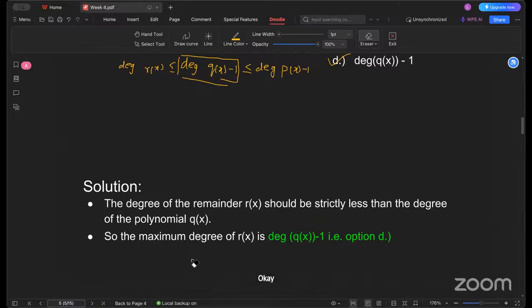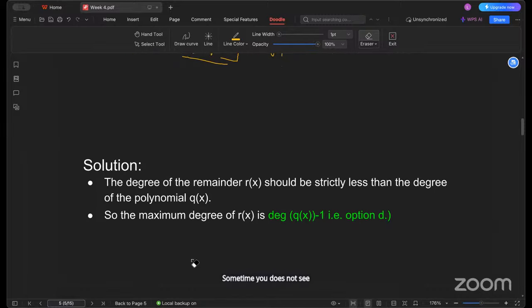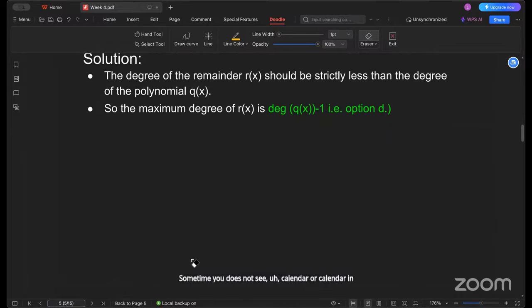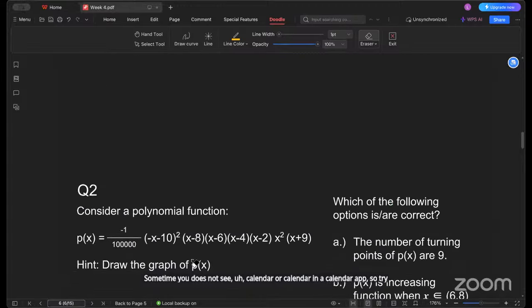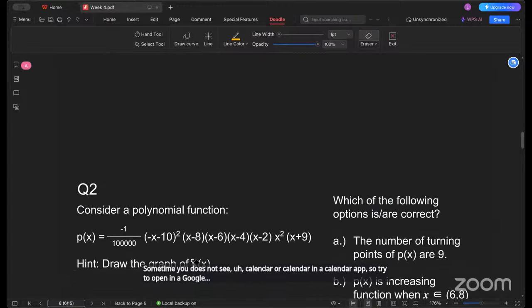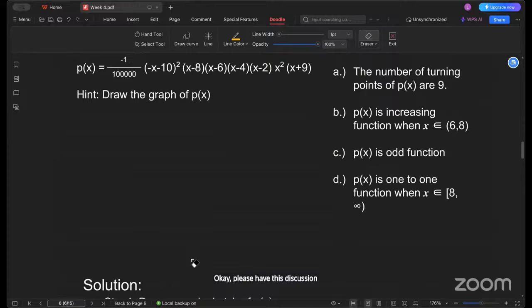Okay, fine. Sometimes you do not see the calendar in the calendar app, so try to open it in Google in a different mode. Okay, please have this discussion at the end. Ma'am, continue with the topic.